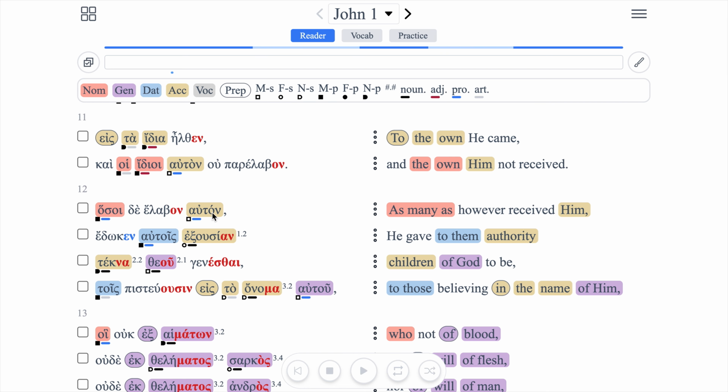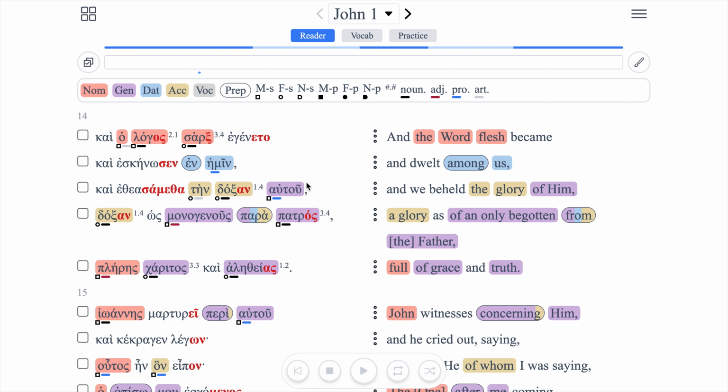In verse 12, as many as, however, received what? Received him, accusative. And then in the second phrase, he gave what? He gave authority, accusative. To whom? To them, which is correctly dative. Remember, dative answers the question, to whom? And then in the next phrase, to be what? To be children. So children is accusative. Whose children? God's children. So God is genitive. Remember, genitive answers the question, whose, of what, or of whom.